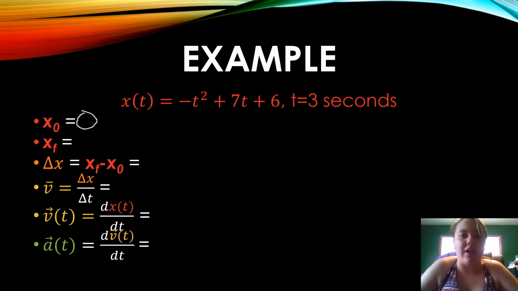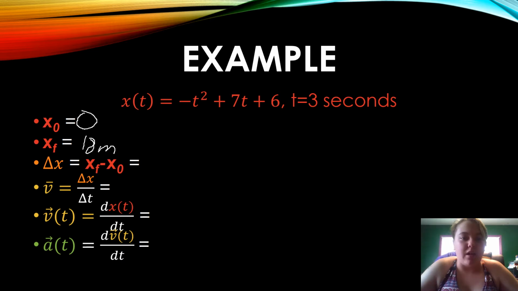And then we're going to find our x final. So we plug in time equals 3 seconds, because we're looking at what is happening to the ball after 3 seconds. That's why I wrote t equals 3 seconds. So we're trying to figure out where it is, how fast it's going, and how is its speed changing, its acceleration, at 3 seconds. So if we plug in 3 into this equation, we get that our final position is 18 meters. So our ball has traveled 18 meters in 3 seconds.